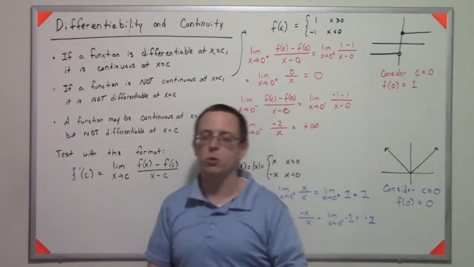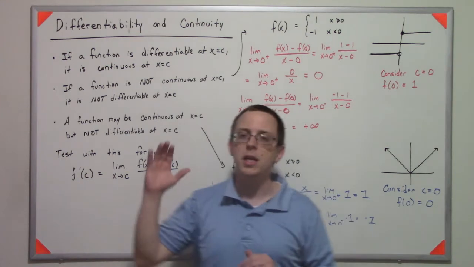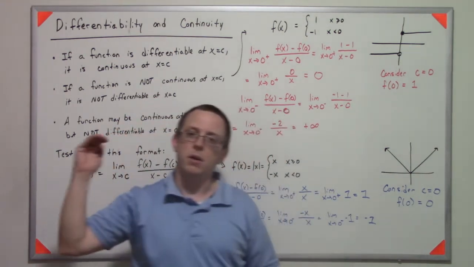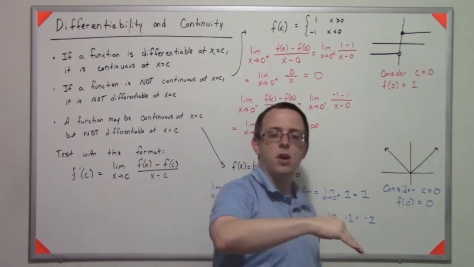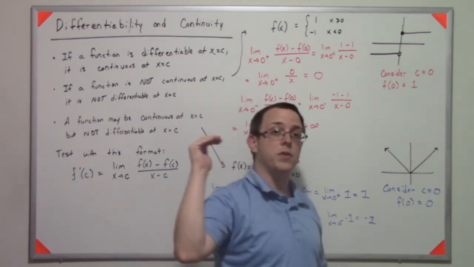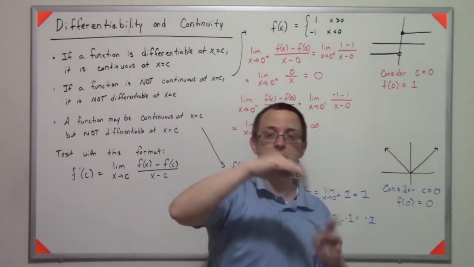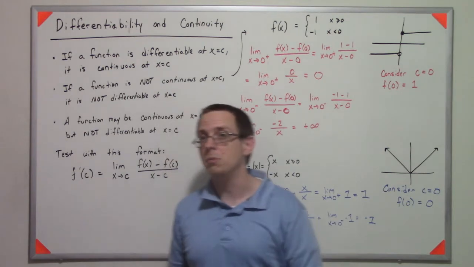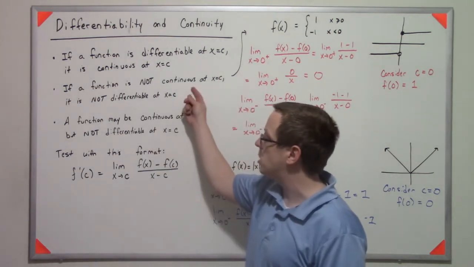And that might be a little difficult to wrap your head around. But basically, differentiability guarantees continuity. So if something guarantees that and it doesn't exist, then the thing that guarantees it must not exist. That's what this means.